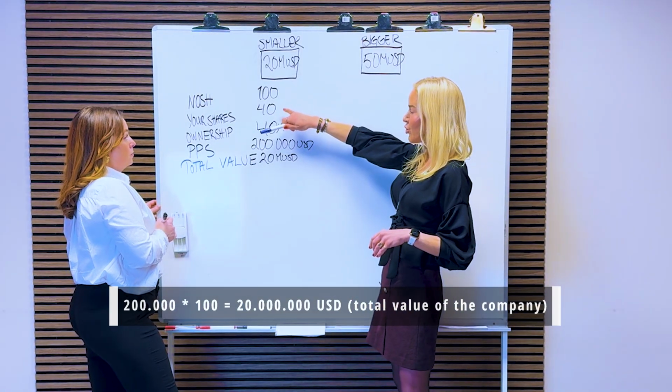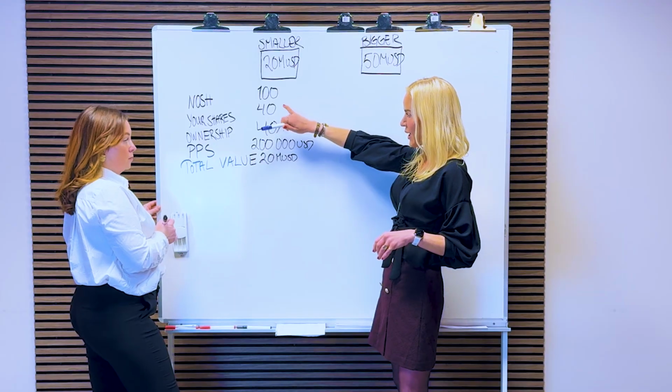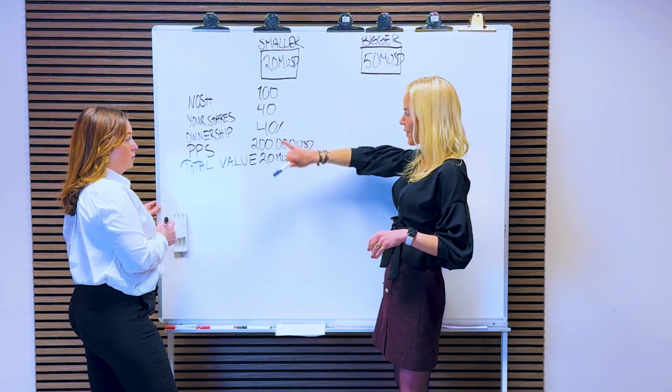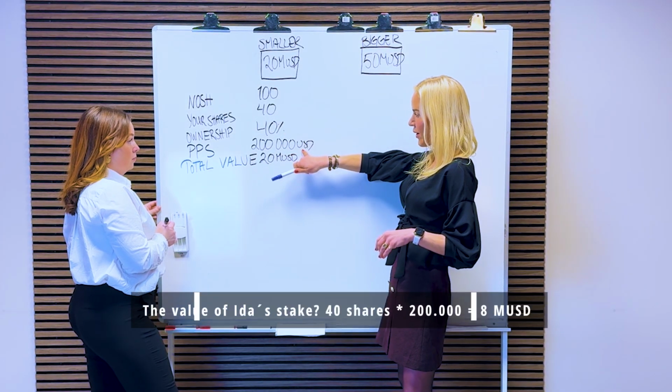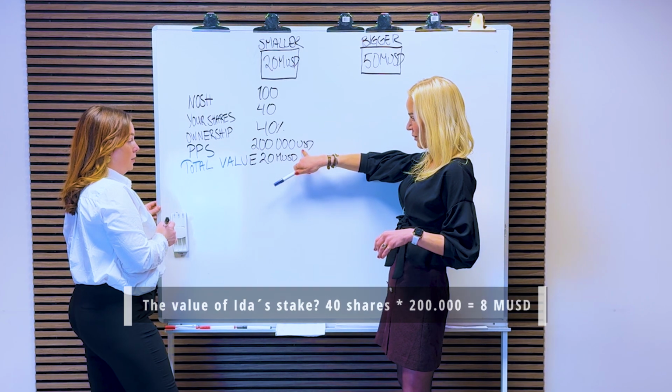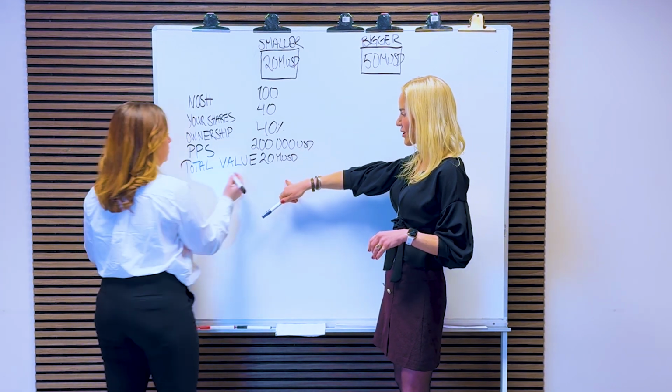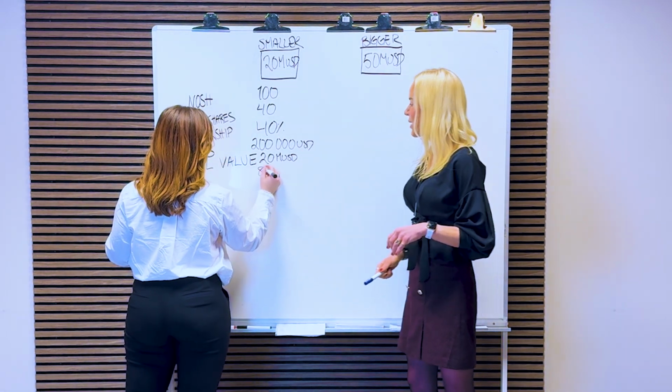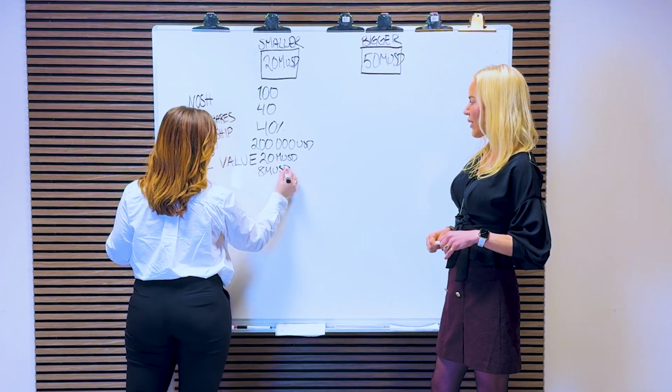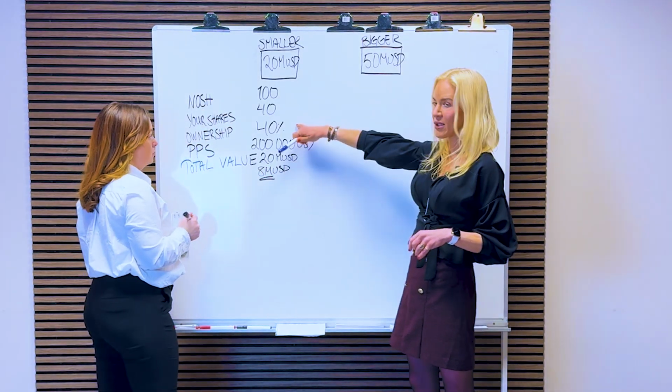And if we want to know your value, we take 40 times the price per share, and we end up with a value of 8 million. So we can write that also. I write 8 million. So you have a value of 8 million, and your ownership percent is 40%.